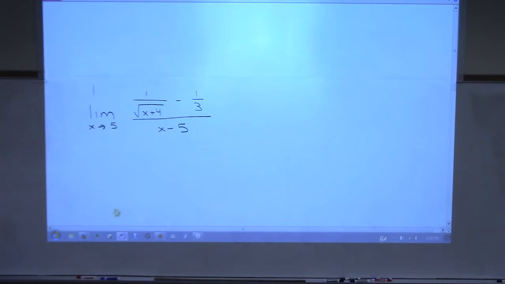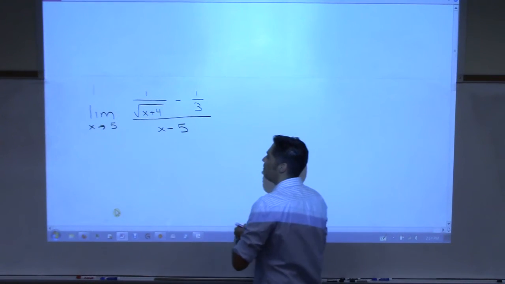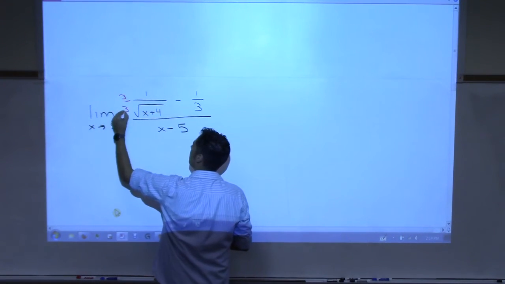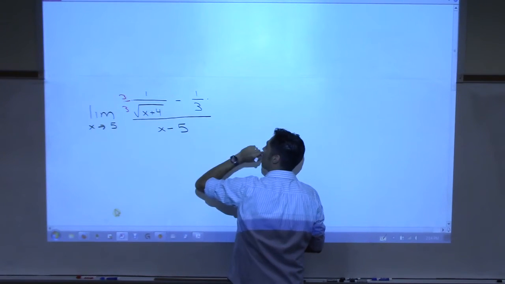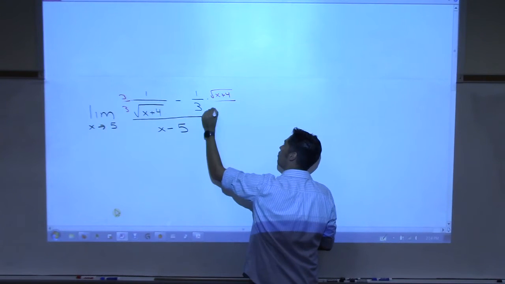Combine them together first. All right, so I'm going to get a common denominator. I'm going to put these 2 together. You ready for that? That means I'm multiplying top and bottom here by 3. And I'm multiplying top and bottom here by what? Root of x plus 4. Root of x plus 4.